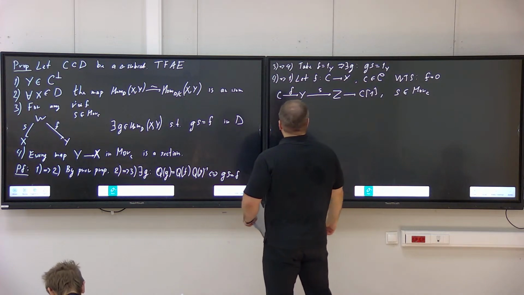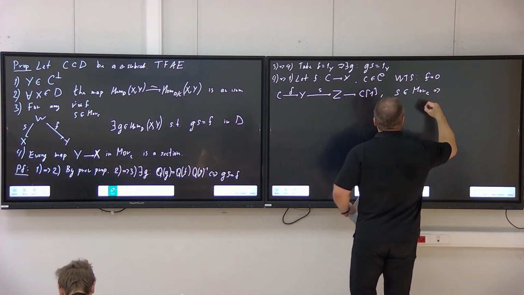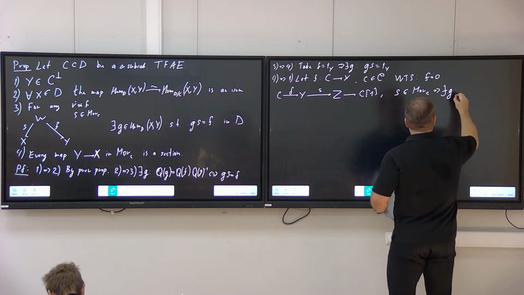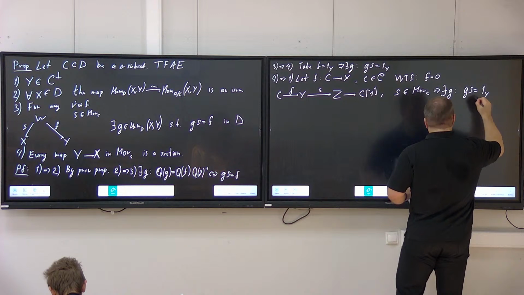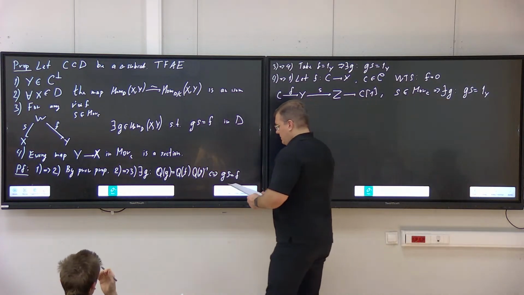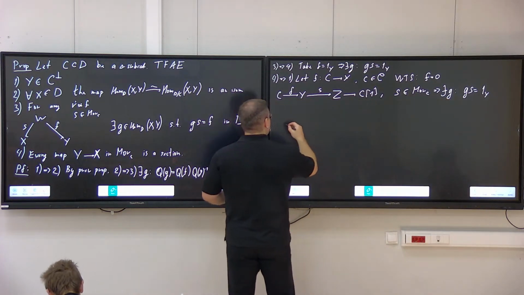And then by the assumption, I can say that there is a map G such that the composition of G and S is the identity on the object Y. So let's look at the following diagram.